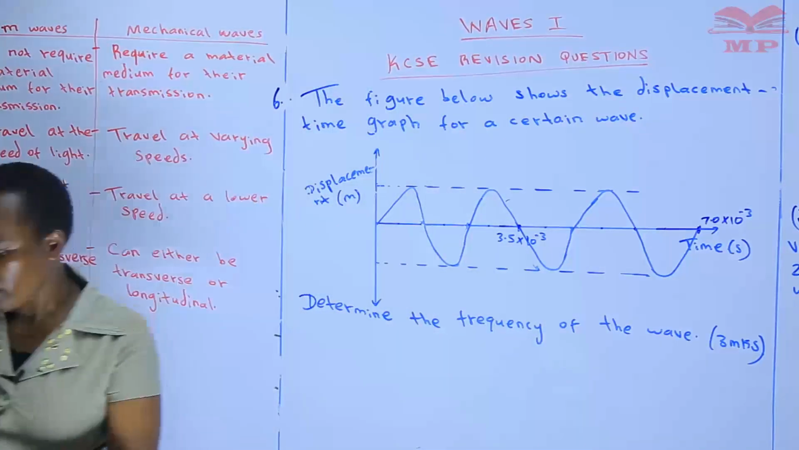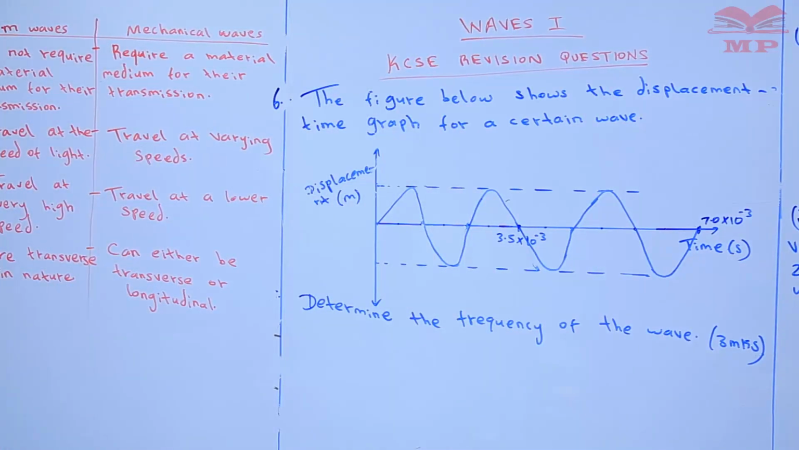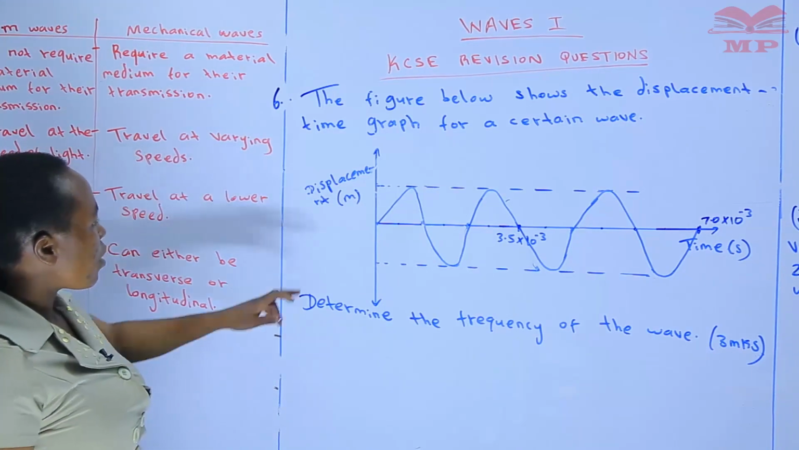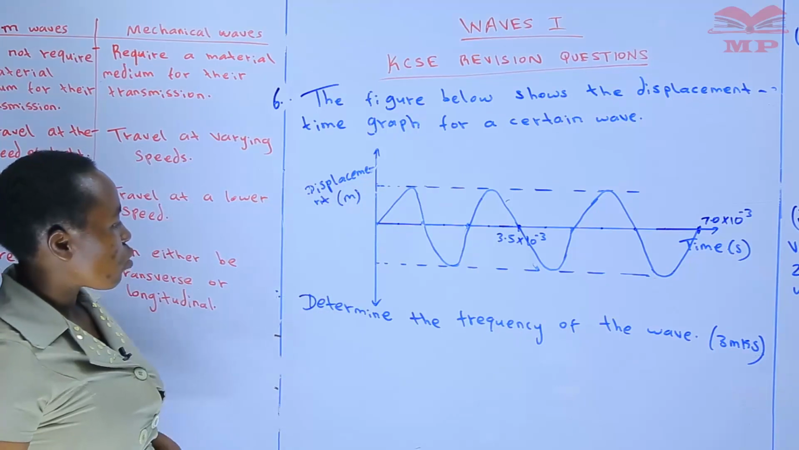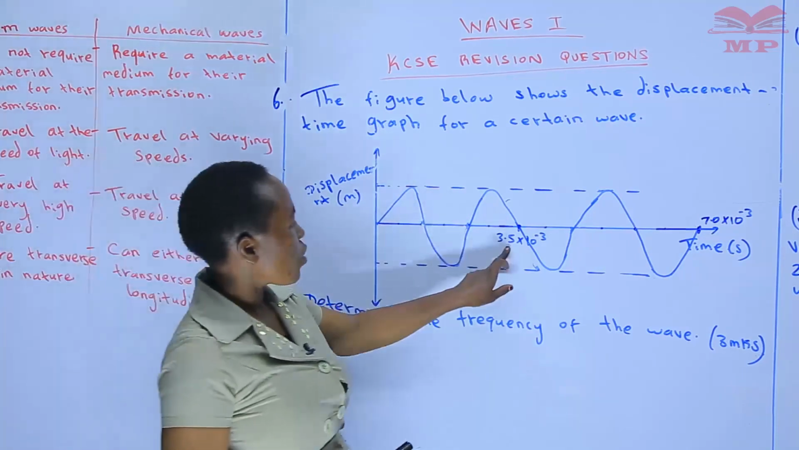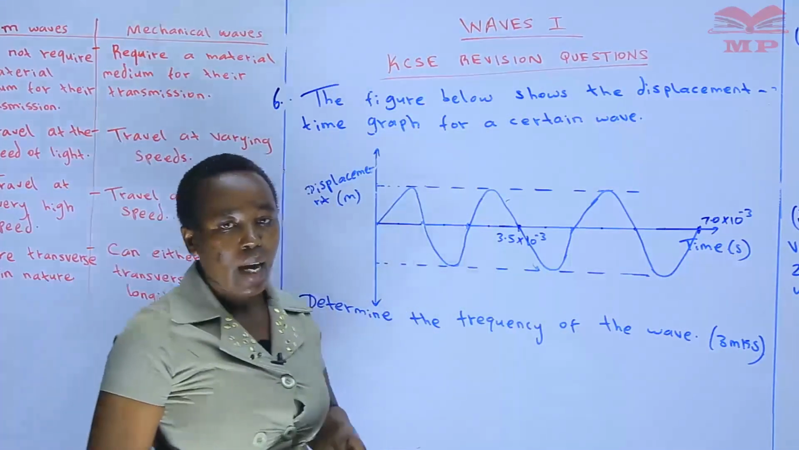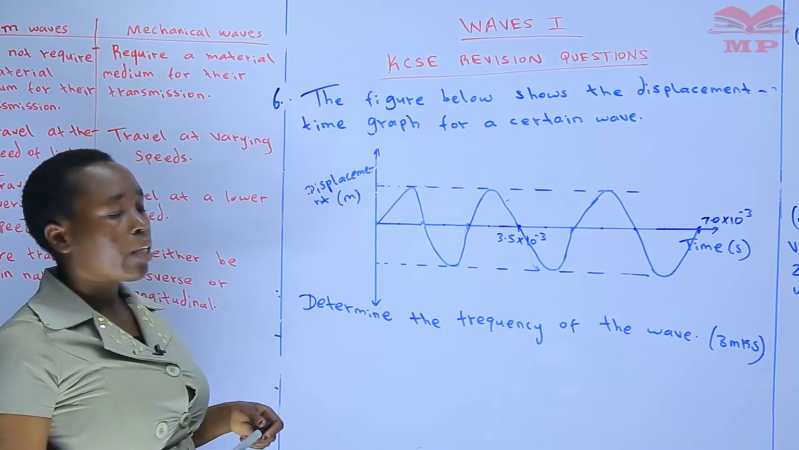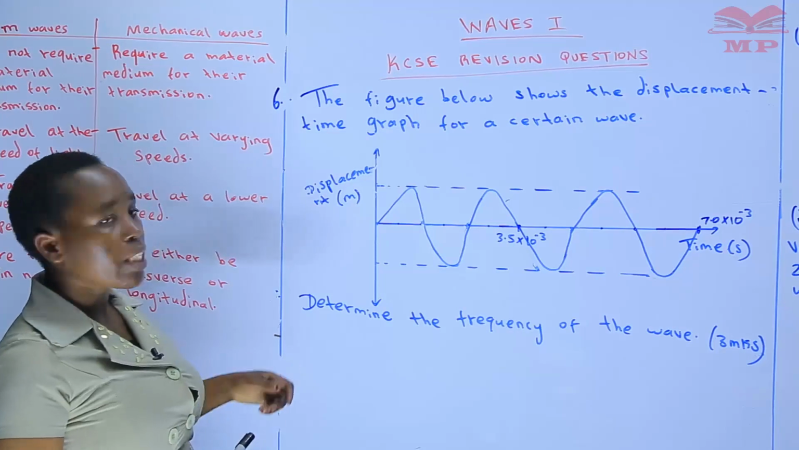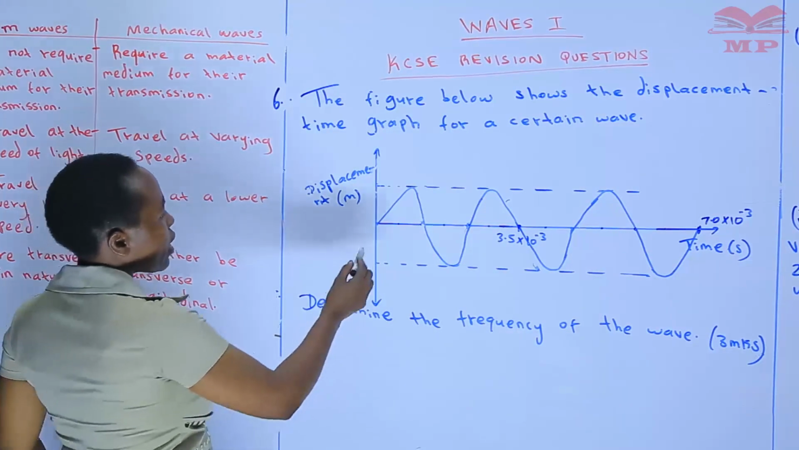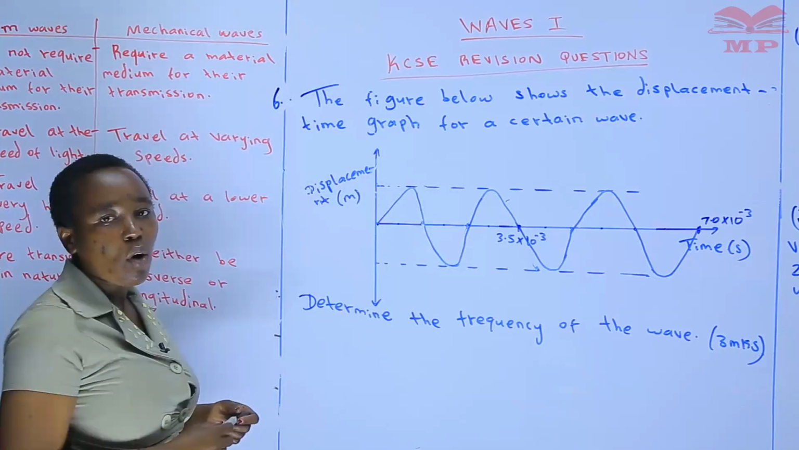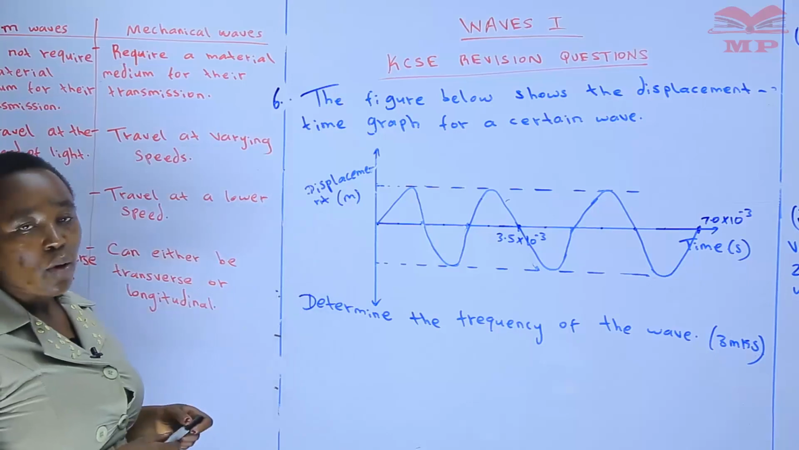So here is the question. We've been told the figure below shows the displacement time graph for a certain wave. As we can see, we are told to determine the frequency of the wave. And we have been given time at this point and also at the other point. And we know that frequency refers to the number of oscillations in 1 second. So as we can see here, how many oscillations do we have? We can calculate and see the number of complete oscillations for this wave.